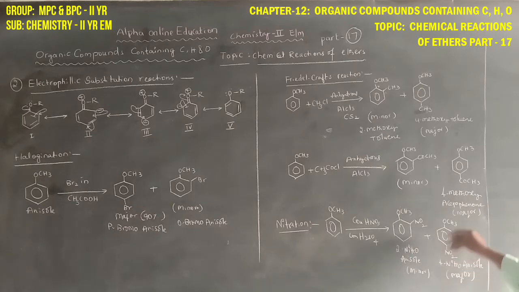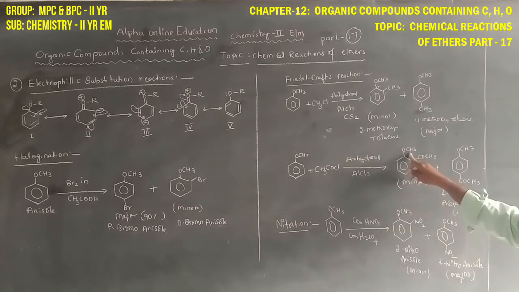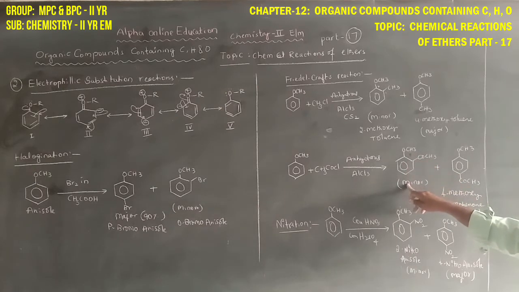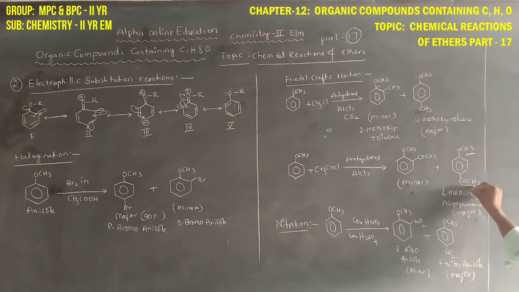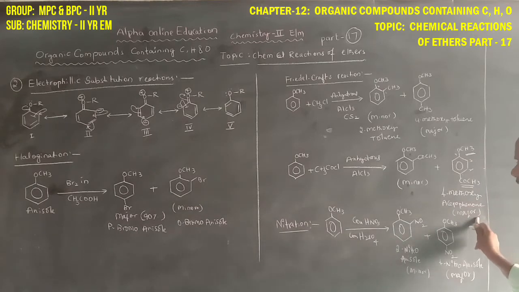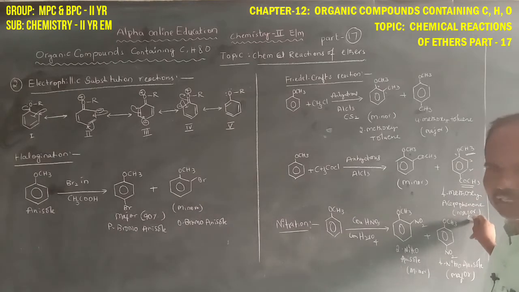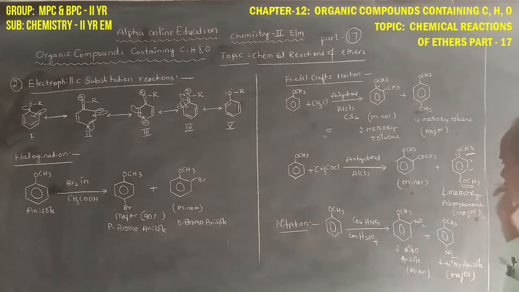So this gives 2-methoxyacetophenone, a minor quantity, and 4-methoxyacetophenone. Here the acetophenone part is treated as the functional group and methoxy as the substituent, so with respect to the aceto group it is the fourth position. 4-Methoxyacetophenone is the major quantity because of less steric hindrance.